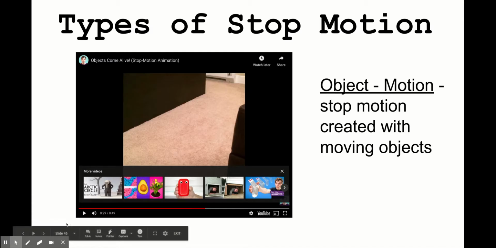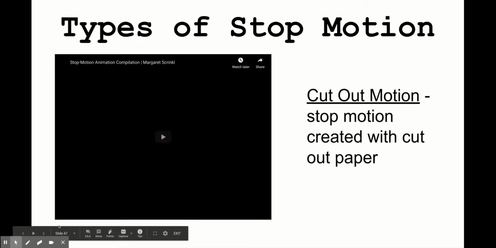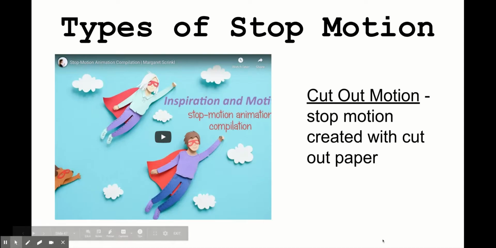All right, so there you see the objects are changed slightly, photographed, changed slightly again, and photographed again to create the appearance of movement. Another type of stop motion animation is cutout motion. And this is where people use cutout pieces of paper in the same way. They take a picture, they move it, they take a picture, they move it to create the appearance of motion. So let's take a look at an example of this.